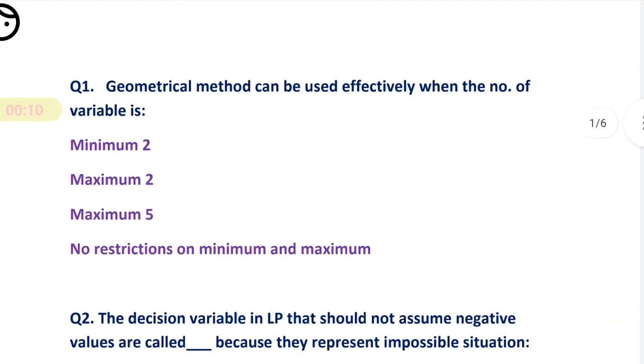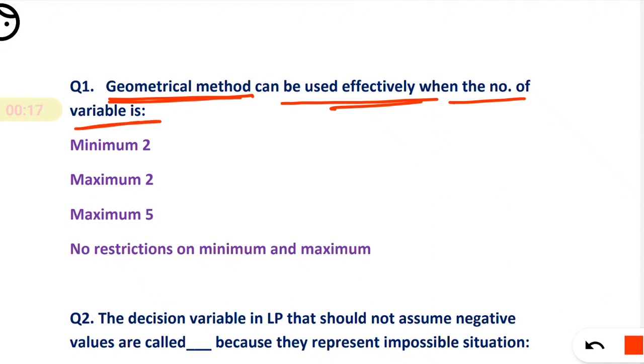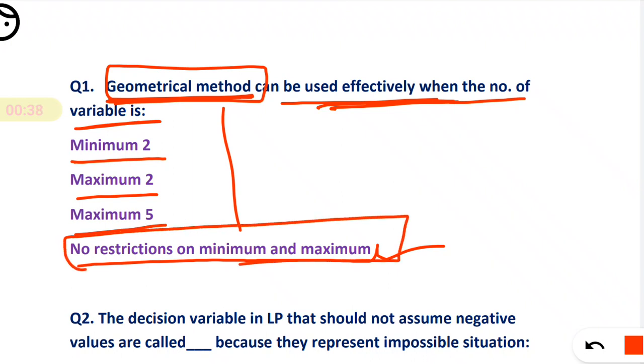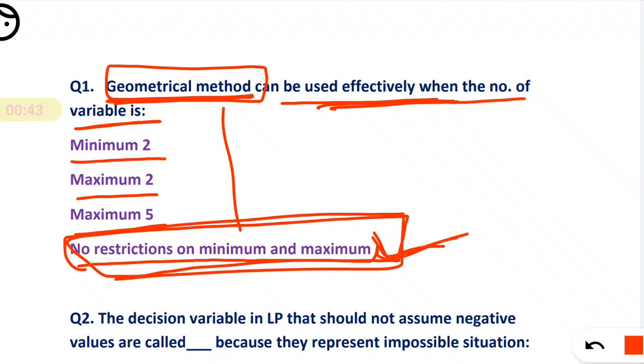The geometrical method can be used effectively when the number of variables is: first option, minimum 2; maximum 2; maximum 5; and the last option, no restriction on minimum or maximum. So friends, remember, in case of a geometrical method, there are no restrictions on the minimum or maximum. Okay, so the last option is the correct option.